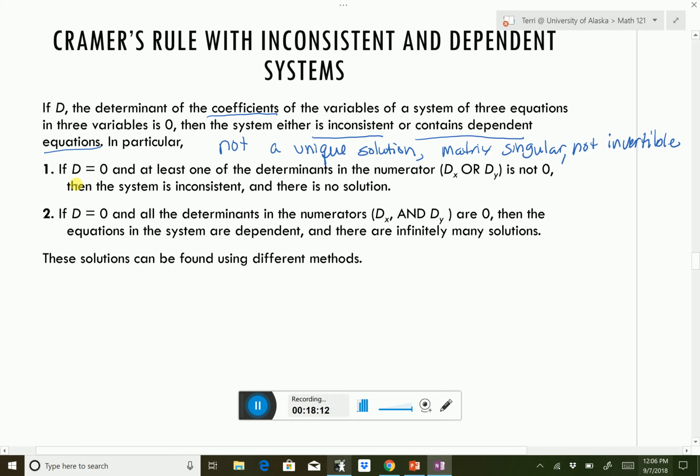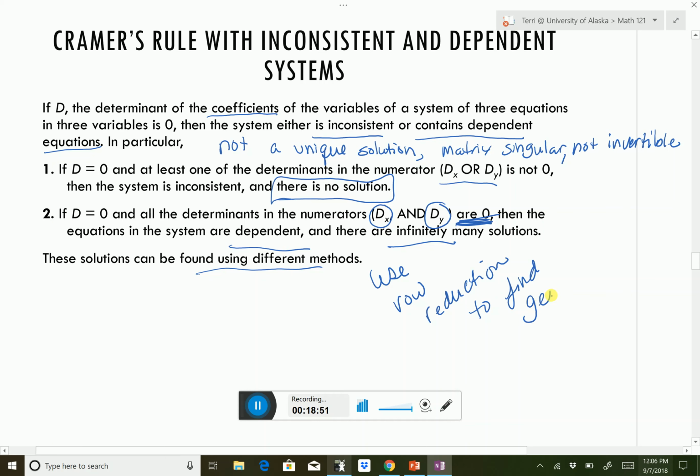So if the determinant is 0 and at least one of the determinants in the numerator is not 0, so if it's not all 0 over 0, there is no solution. If D equals 0 and all the other determinants, Dx and Dy, are also 0, then they are dependent. You have infinitely many solutions and you have to use row reduction to find the general solution. So that's really important. Remember, you have to give the general solution when you have a dependent system.